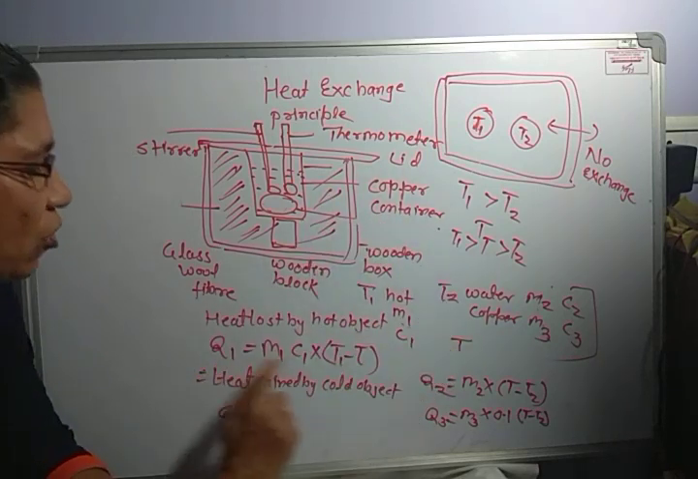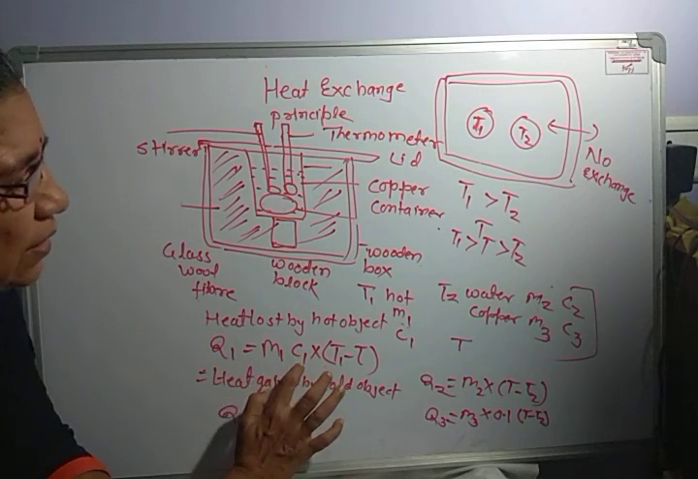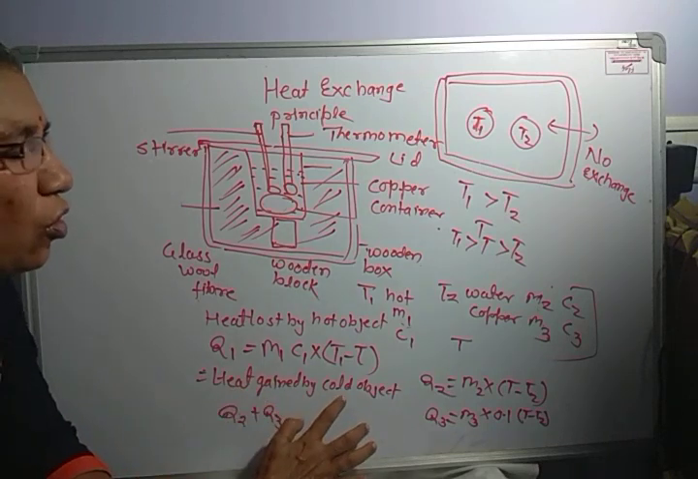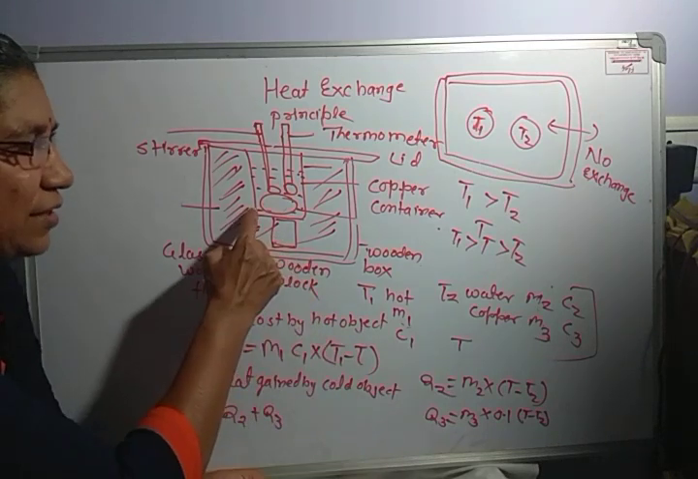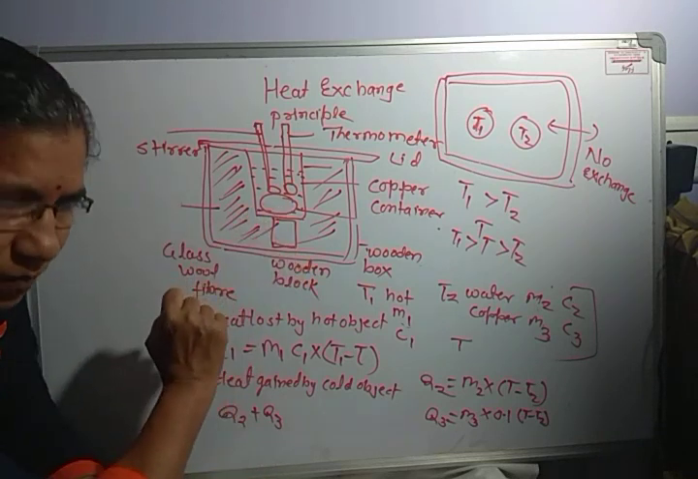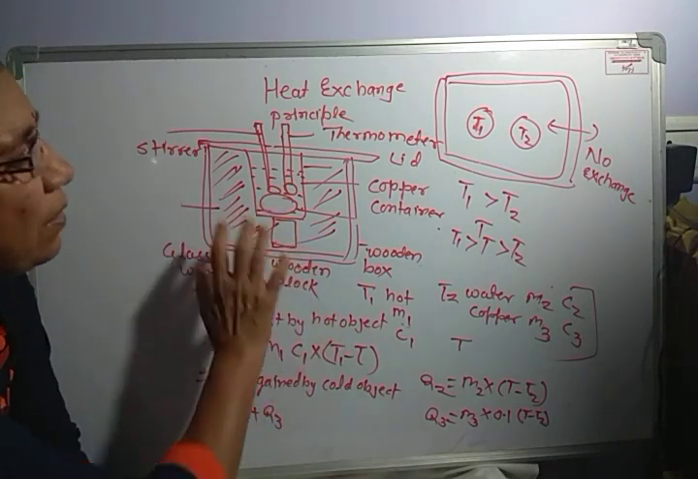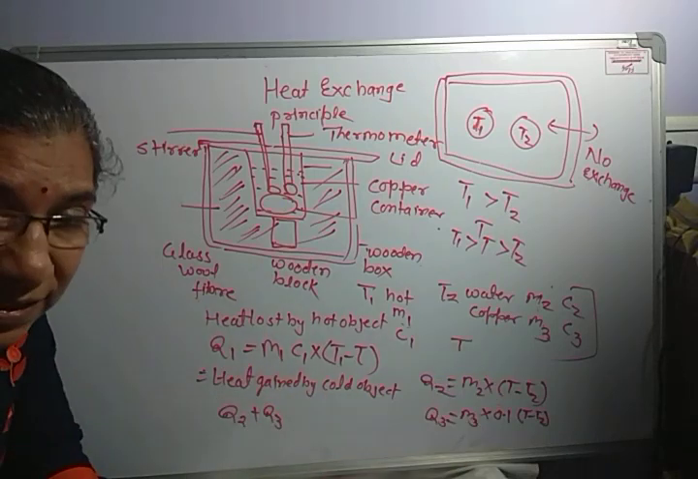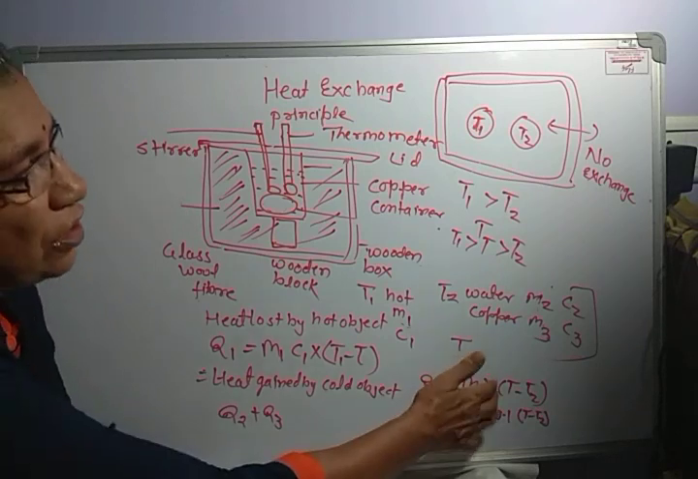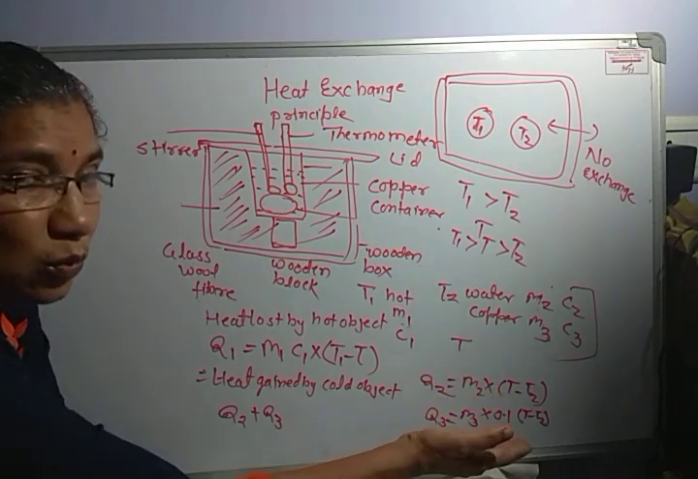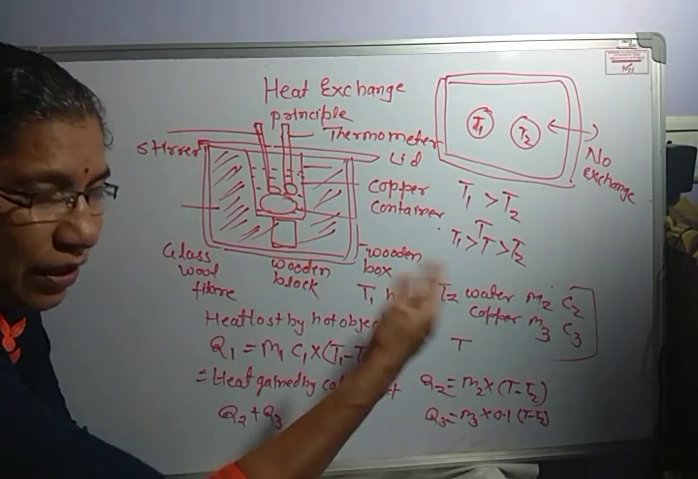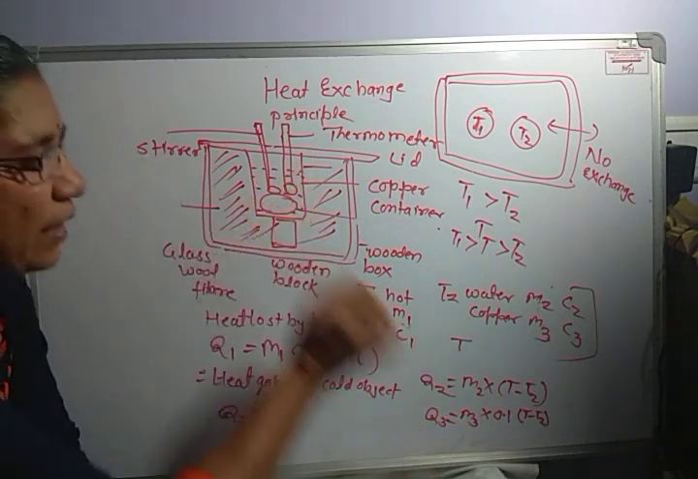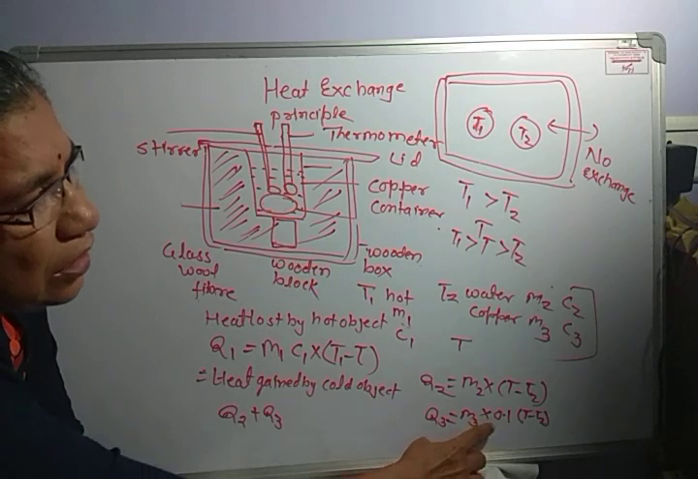So, the heat lost by the hot object is Q1 = m1 C1 (T1 - T). And the heat gained by cold objects: there are two cool objects, one is the calorimeter, another is water. For the water, its mass is m2 and its specific heat capacity is 1. T is more than T2, because initially the water was cool and now its temperature has been raised. So it is (T - T2), and the heat gained by the calorimeter, Q3, is equal to m3 into c3 (T - T2).